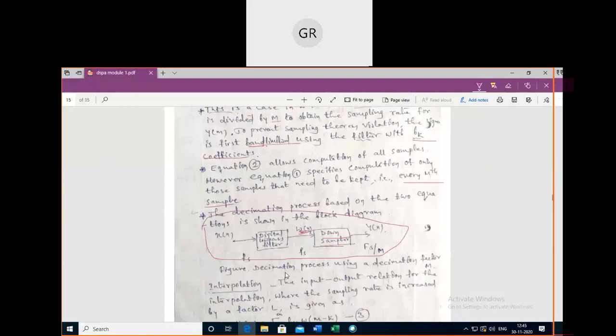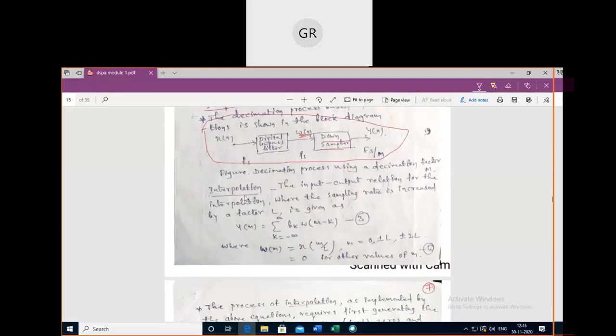Briefly explain the decimation process with a block diagram. This block diagram consists of a digital low pass filter and a downsampler. Just the reverse of this is interpolation, where the upsampler will come first and then the filter.